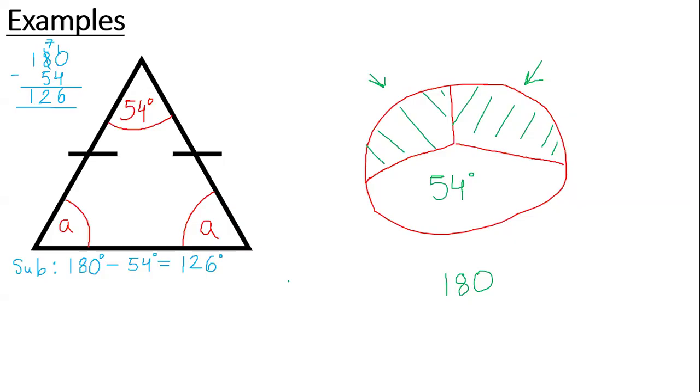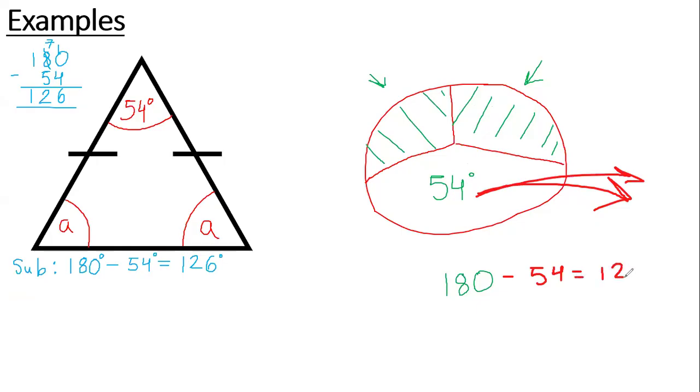So what we're going to do, if the whole thing is 180 and we only need these two parts, we need to subtract from 180 because we want to eliminate this portion. Once we eliminate it, the rest we can divide by 2 to split it in half. That's why we subtract: we figure out what's left after we remove the 54. And we got 126.